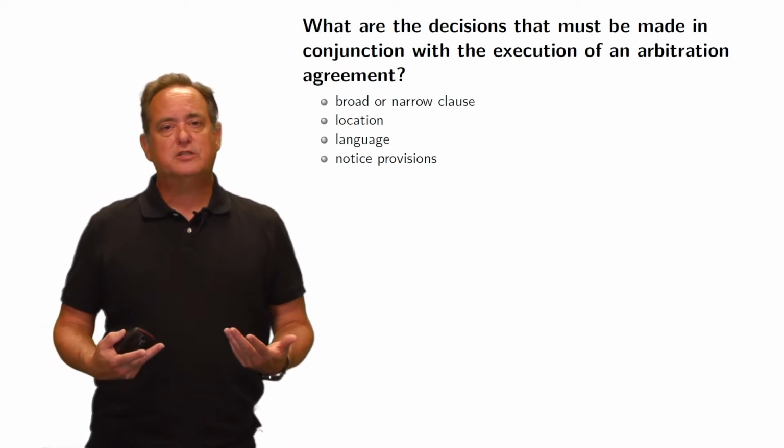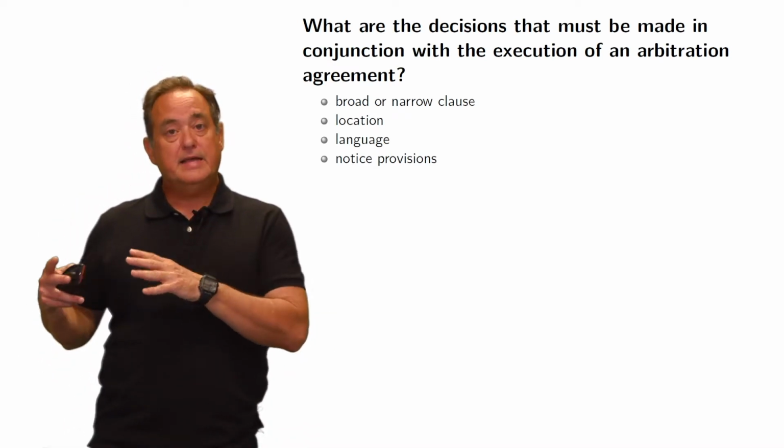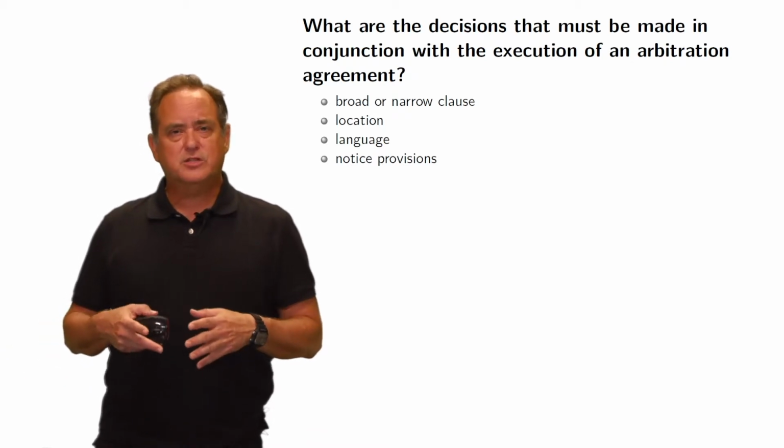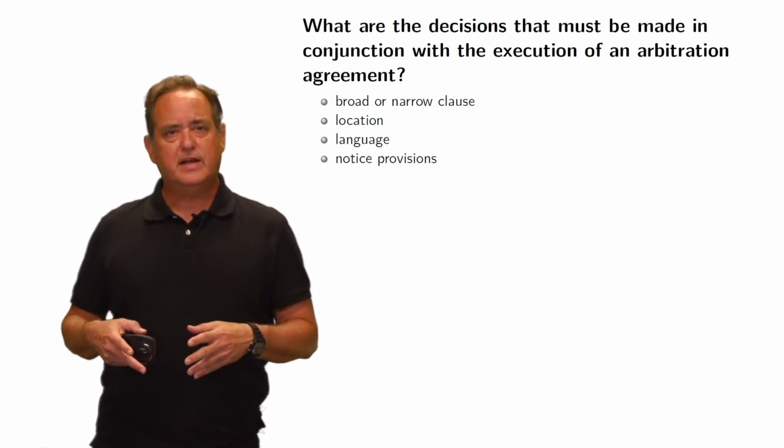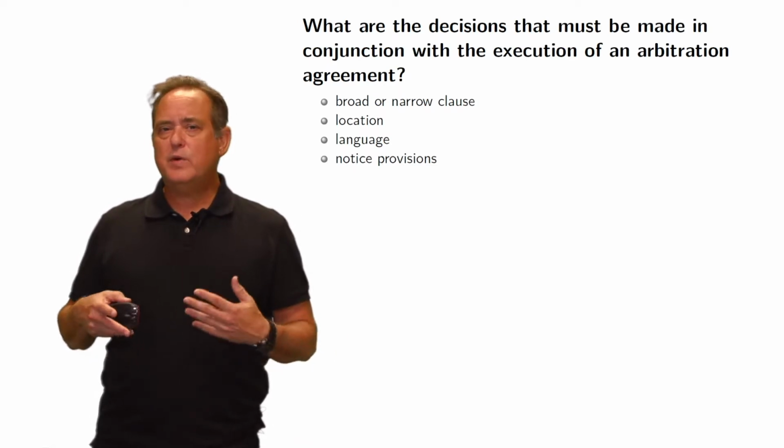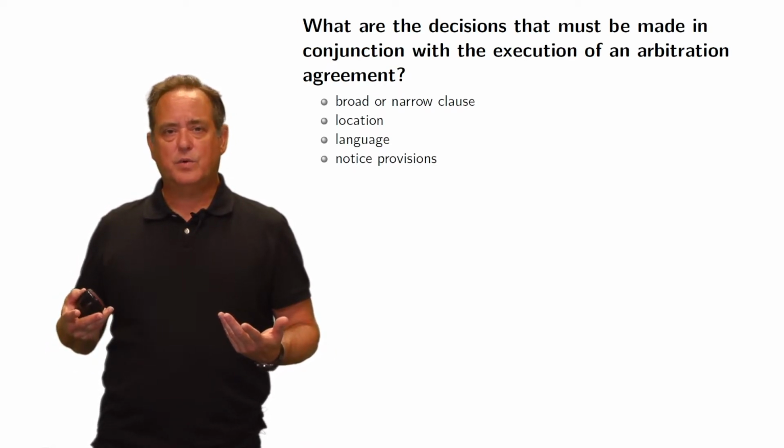What sort of notice provisions do we want? Again, in litigation, these notice provisions are in the rules. They're set out in advance. In an arbitration, we can make the notice provisions whatever we want them to be.